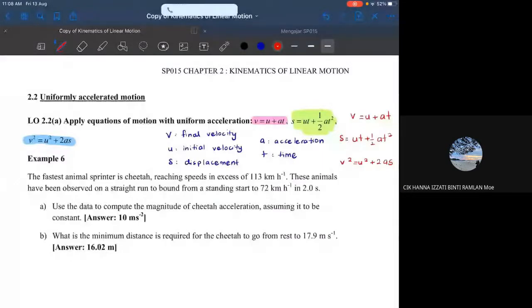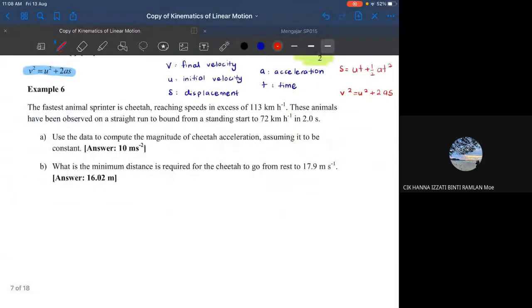Okay, let's try to do example 6 together. Okay, right. So let's read the question. Okay, so the fastest animal sprinter is cheetah, reaching speed in excess of 113 km per hour. So kat sini, kita tengah cakap pasal cheetah di mana maximum speed dia adalah 113 km per hour lah. Okay. And then dia cakap, these animals have been observed on a straight run to bound from a standing start. Standing start tu dia bagi keyword lah kat situ.